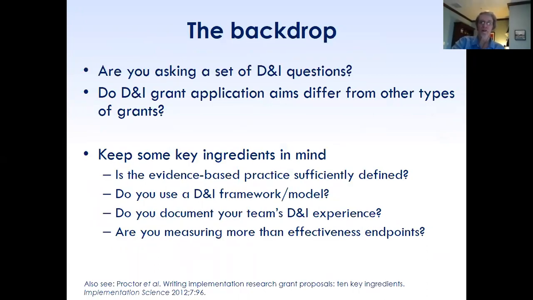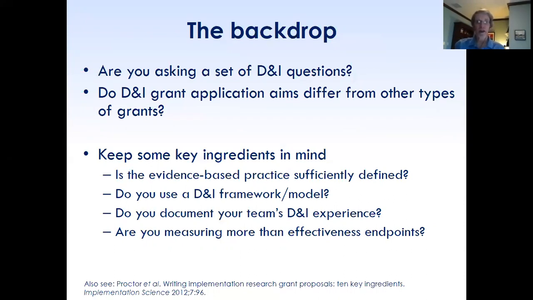Many of the parts of writing a grant in implementation science or the longer term dissemination implementation science is similar to that for any grant. But there are some important differences. You want to ask yourselves about which D&I questions you're asking. How do those aims differ from other kinds of grants?